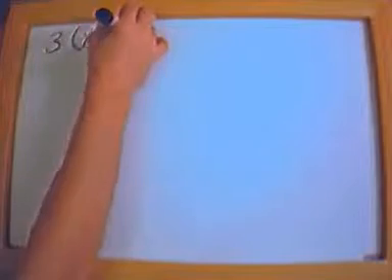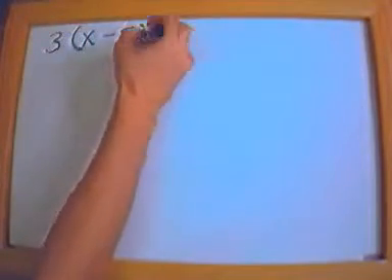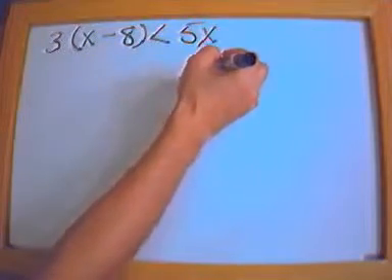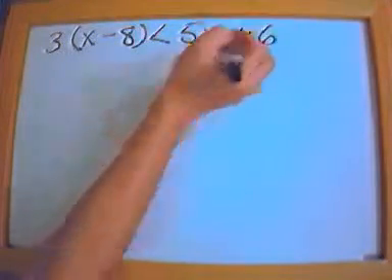Okay, let's say you have something that looks like 3 parentheses x minus 8 parentheses less than 5x plus 6.